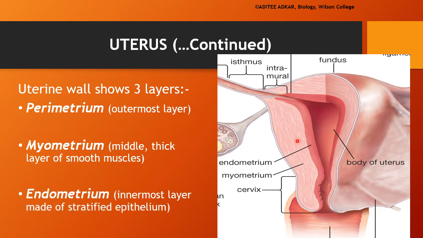And the innermost layer is the endometrium. Endometrium is a layer made up of stratified epithelium. Endometrium is richly supplied with blood vessels and also shows uterine glands. The uterine glands produce secretions which will nourish the developing embryo. The endometrium is regularly proliferated and shed during the menstrual cycle.